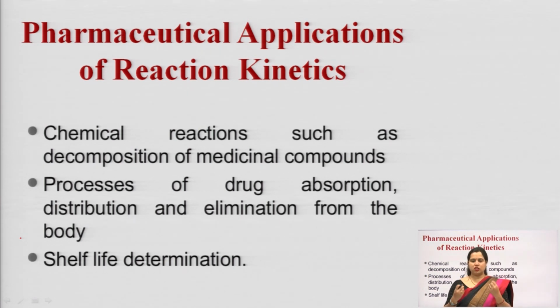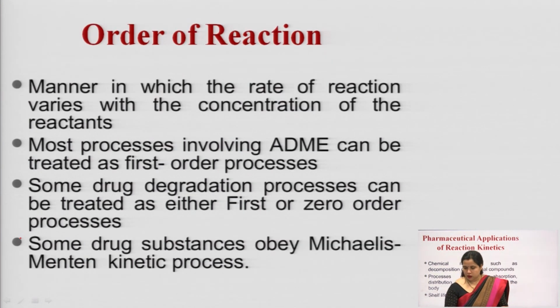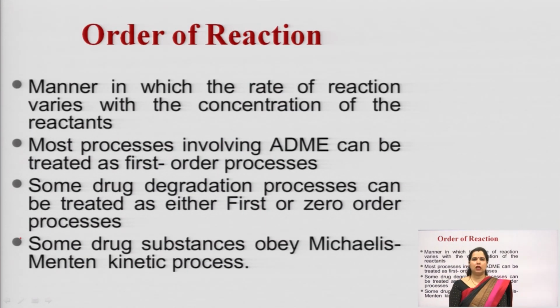We can establish a correlation between in vitro and in vivo data using reaction kinetics. For chemical reactions such as decomposition, we can also identify the pattern in which the drug degrades during the storage period. Why is it important to know the order of reaction? It tells the manner in which the rate of reaction varies with the concentration of the reactant.